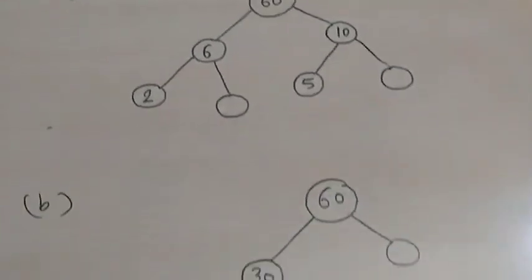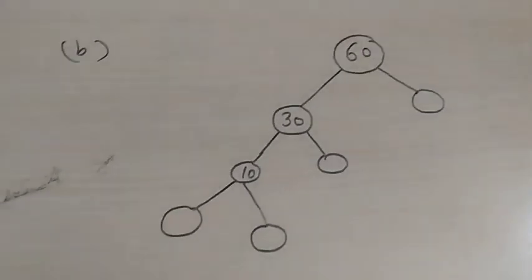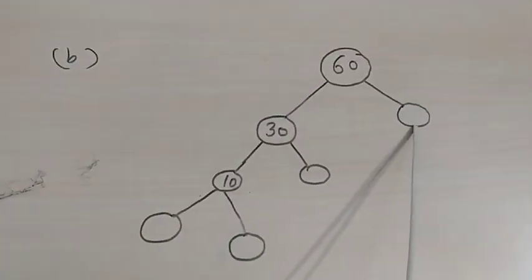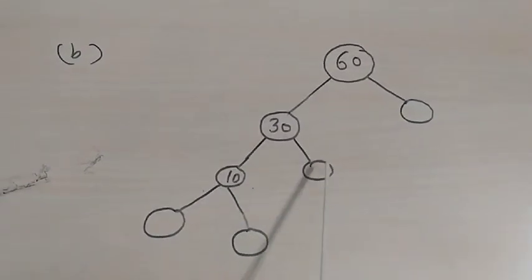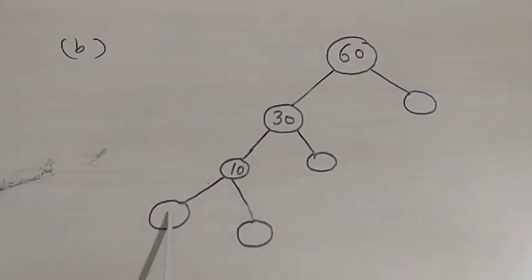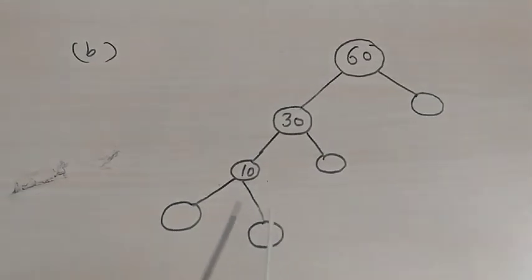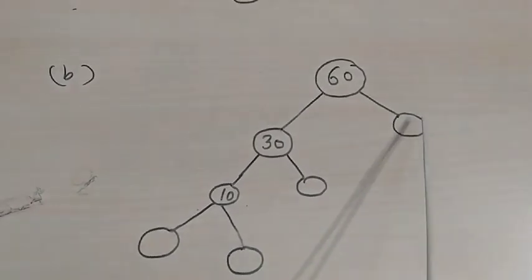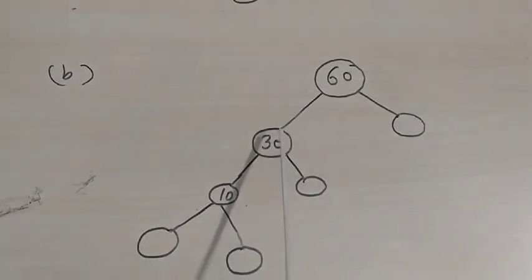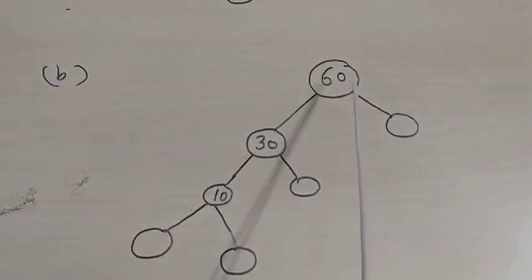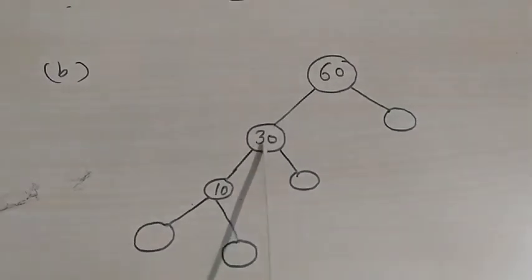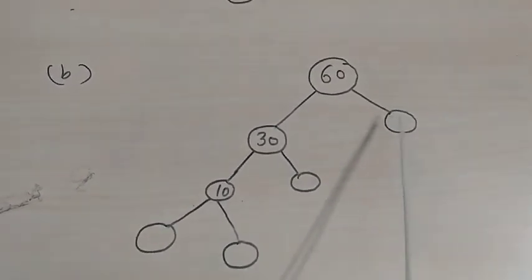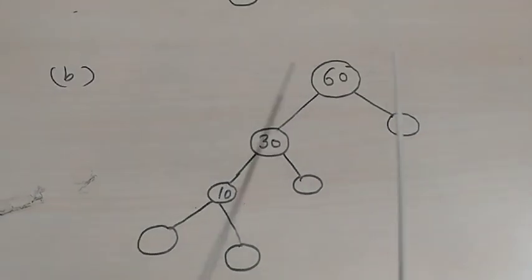And now the B part. Here 60, with missing numbers: 30, a missing number, 10, a missing number, this and this. Okay, clear? So here 30 and what number here? Which number do we multiply by 30 to obtain 60? If you divide 60 by 30 we obtain 2. So here we write 2. 30 times 2 is 60. Clear?